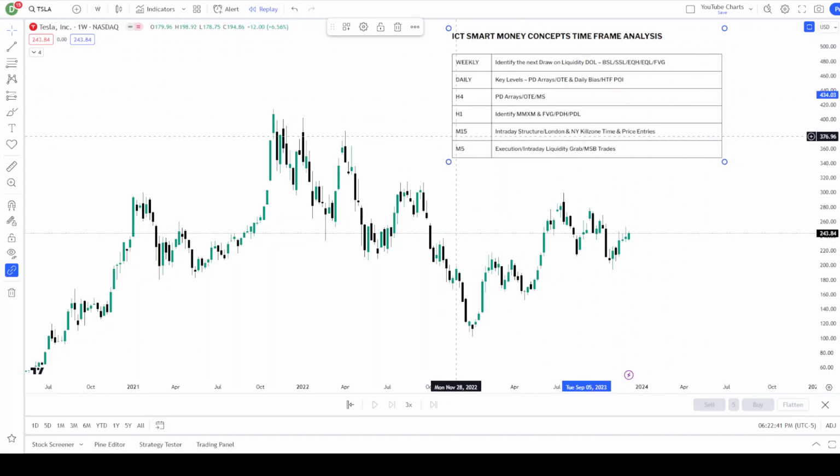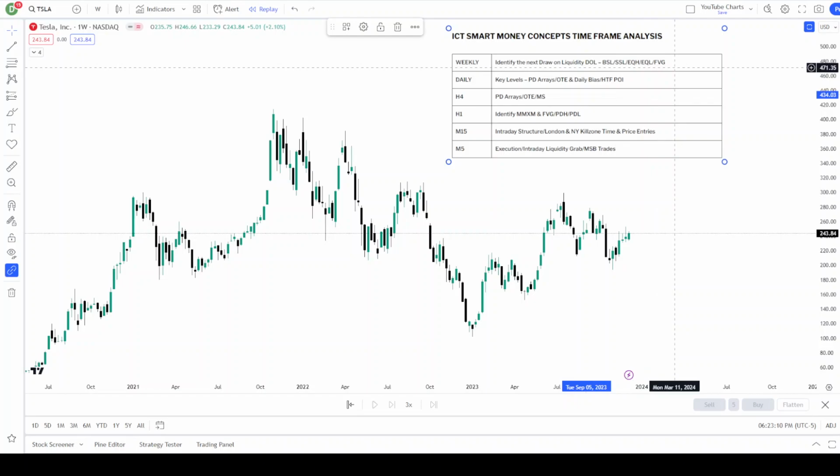I've just taken a snippet from my screen and I've posted it, copy and paste directly into my chart. So when we're setting up a brand new chart heading into the next week, we're going to look at the weekly time frame. We're on weekly right here. Then we're going to look at the next draw on liquidity, whether buy side or sell side. We're going to look at buy side liquidity, sell side liquidity, equal highs, equal lows, fair value gaps.